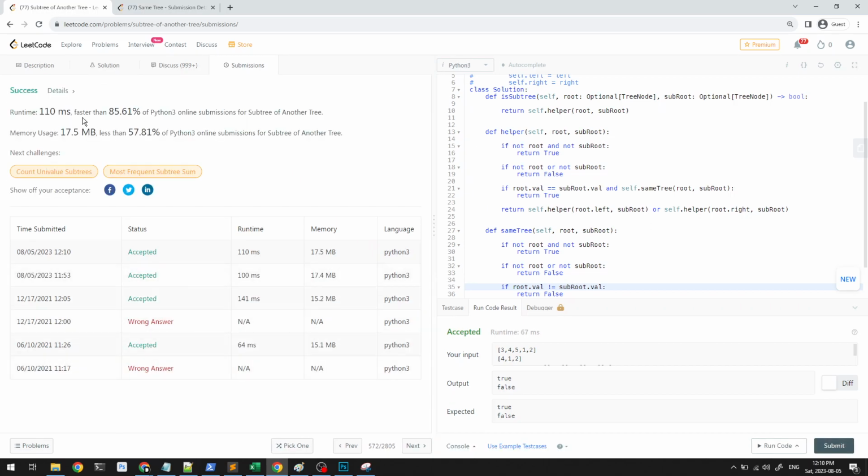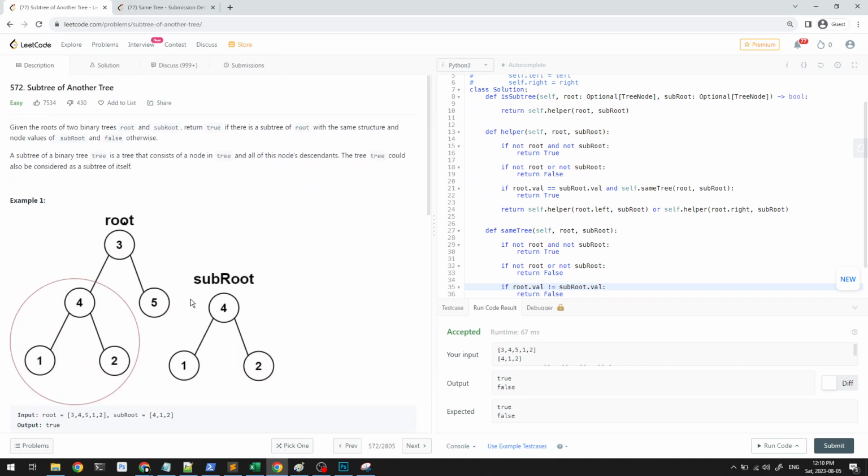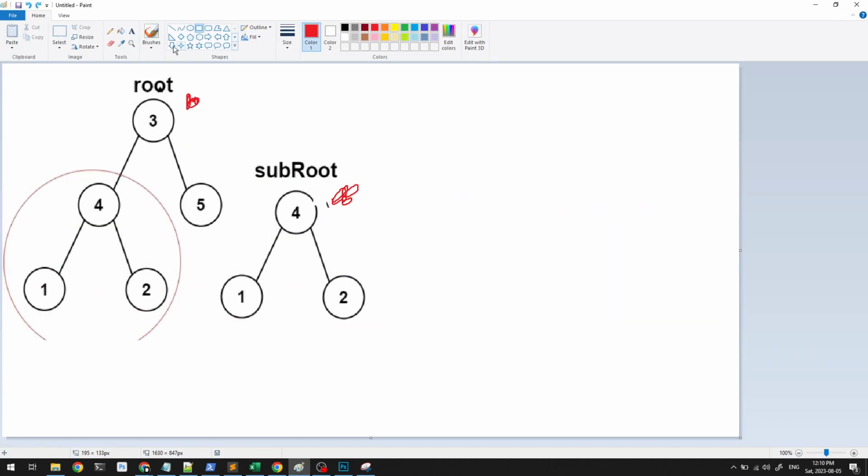And awesome. So we arrive at the solution. What is the time complexity here? Well, if you think about this, for every single node in the root tree here, we want to compare it with the subroot, right? So if I start off back over here, then this node, if it's not potentially the same, if 3 does not equal 4, then I'm going to compare 4 with 4. If that's not the same, then I'm going to compare 5 with 4. Maybe downstream, I compare 1 with 4, 2 with 4, etc.